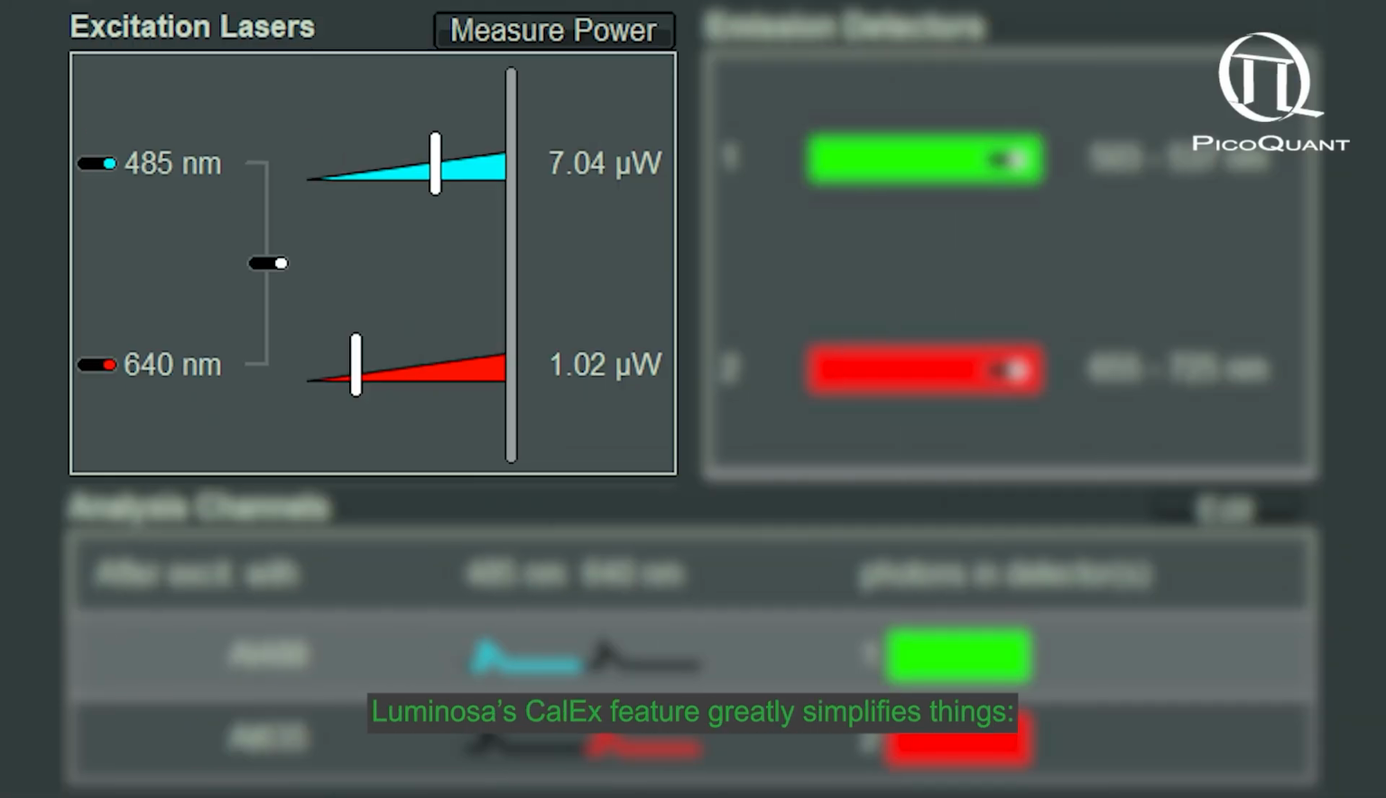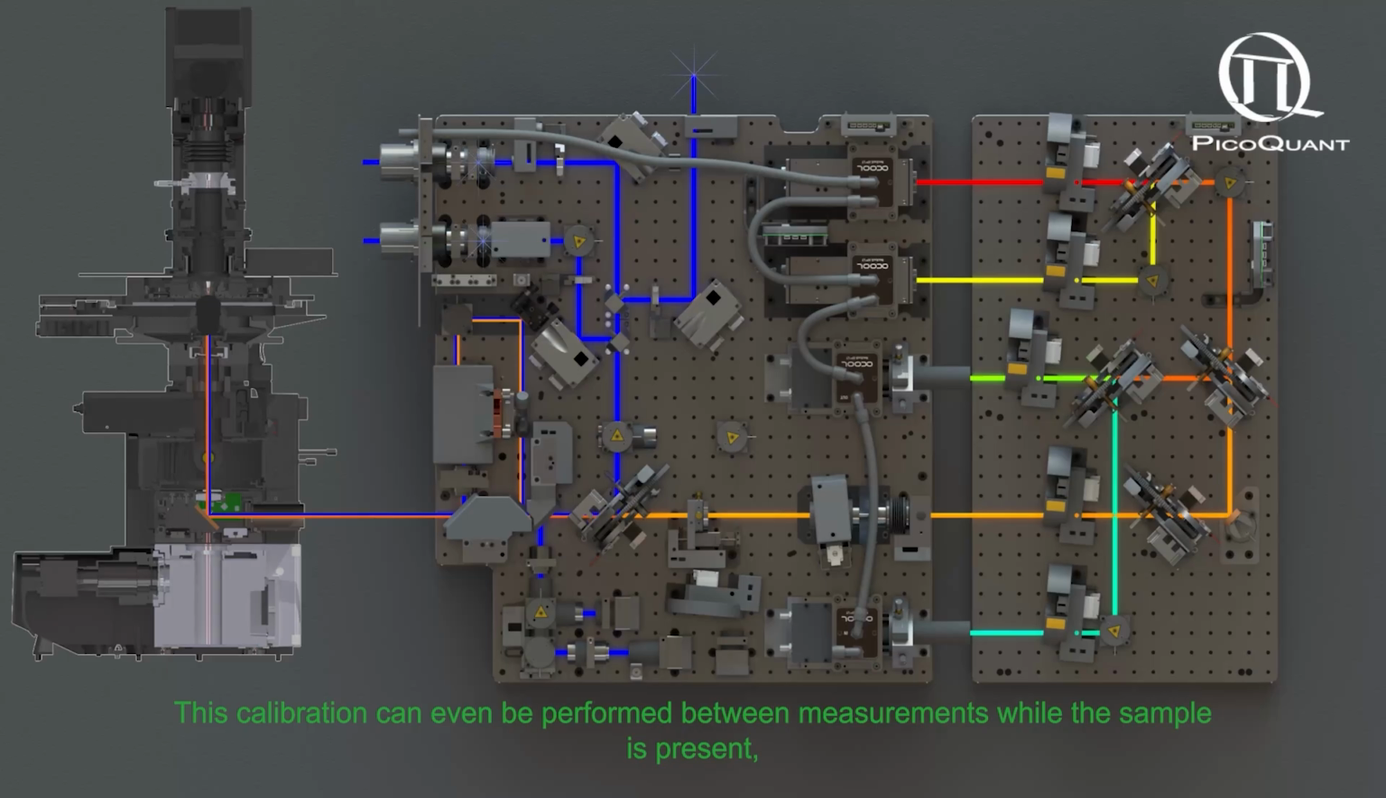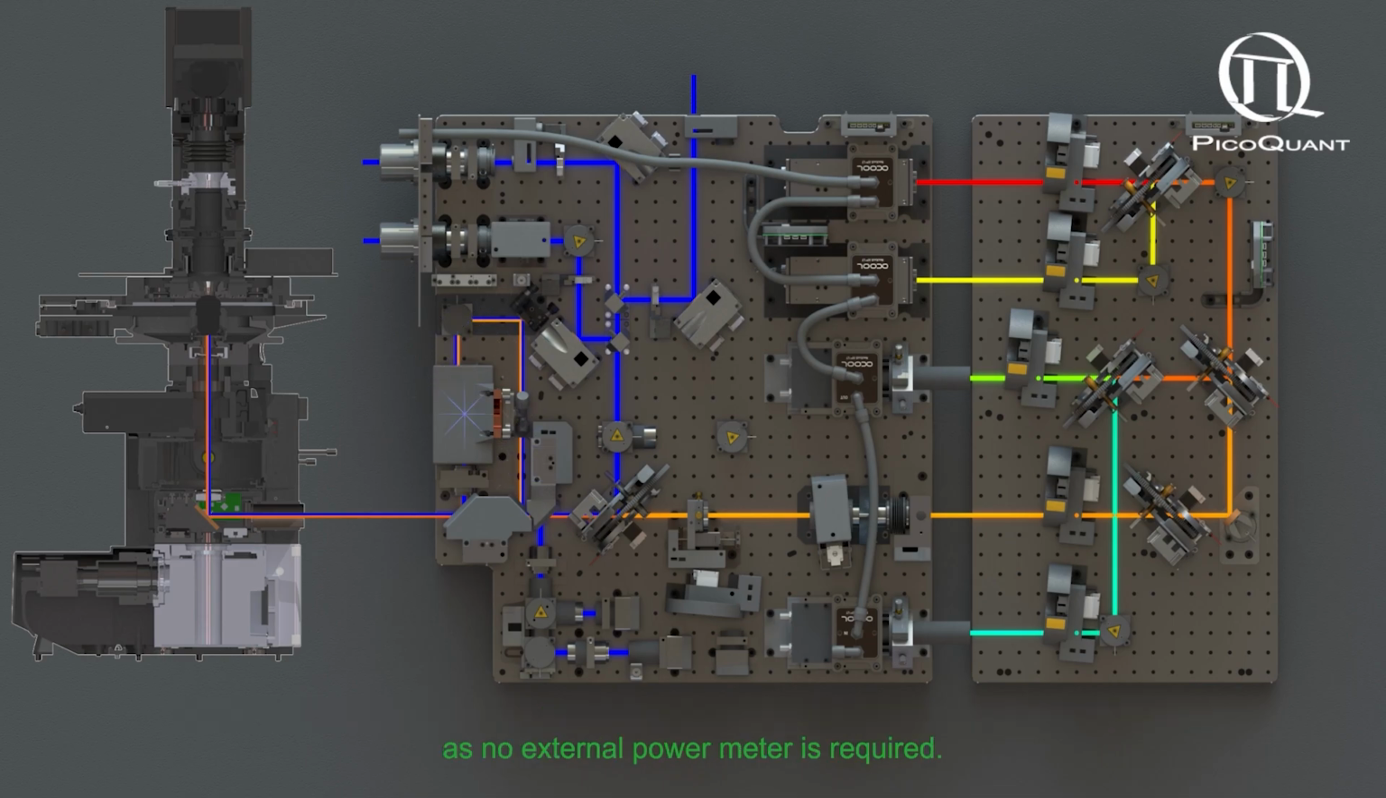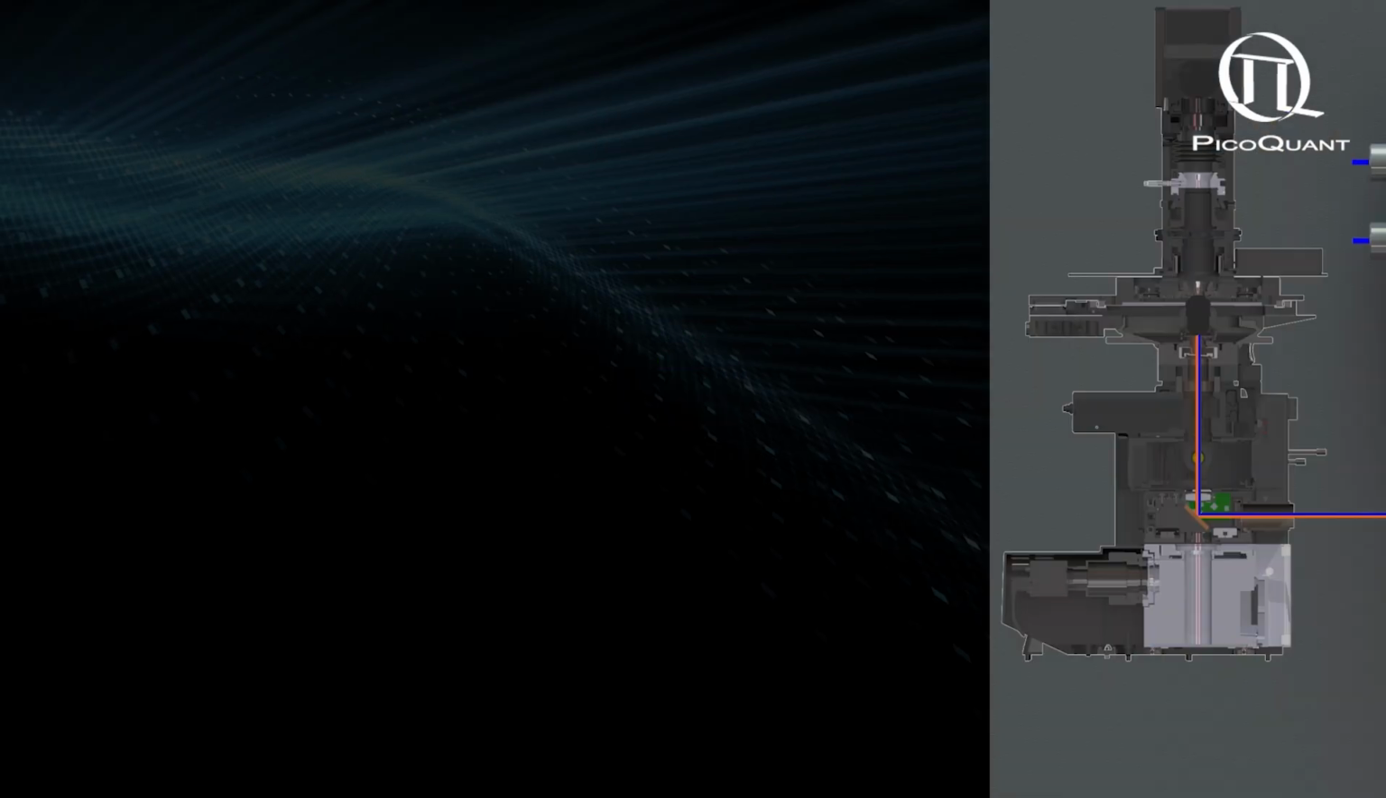Luminosa's CalEx feature greatly simplifies things. It measures the excitation laser power within a few seconds after a single click of a button and displays it in microwatts. This calibration can even be performed between measurements while the sample is present, as no external power meter is required. The result is stored in the metadata. This saves valuable time, increases the reproducibility of your own experiments, and enables a reliable comparison of results obtained with different instruments.